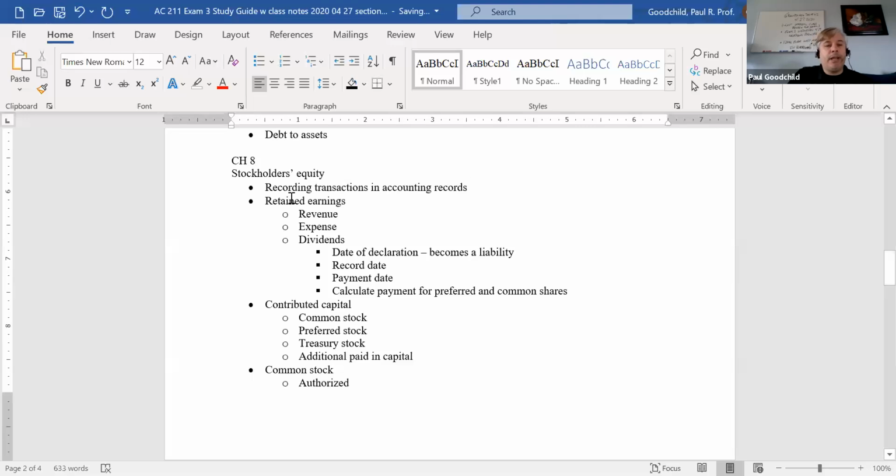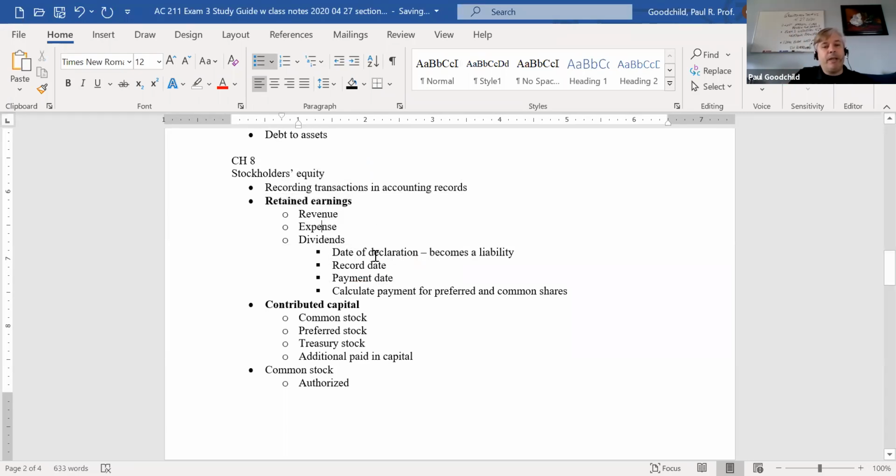So in chapter 8, it's about stockholders' equity. And so you have to know how to record transactions in the accounting records. So remember, the things that we record in stockholders' equity would fall under 2 categories. You have retained earnings and contributed capital. And those are our 2 main categories. And in retained earnings, we record revenue, expense, and dividends.